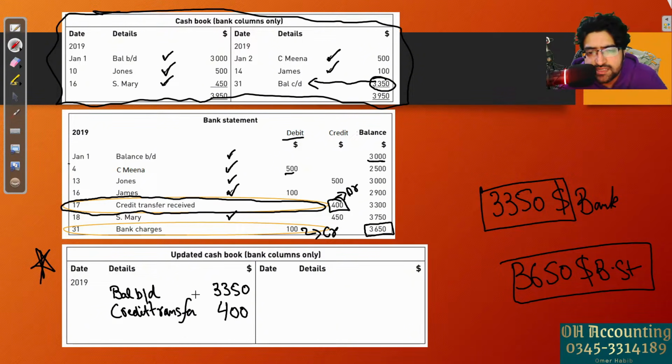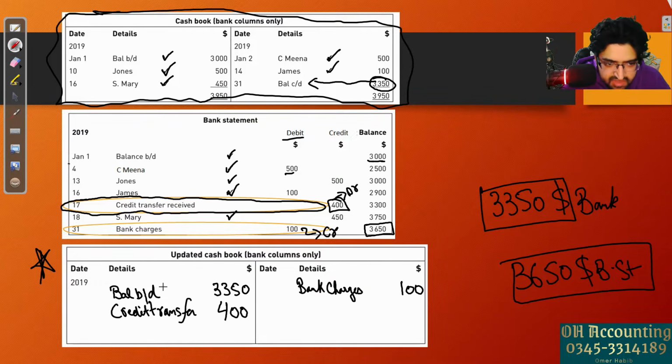Okay? This is a worked example, so the name is not given. But in CIEs, the name will be given. I will do another example in which there will be names. Okay. Bank charges 100. We pay bank charges. So we will record bank charges on the credit side as $100.